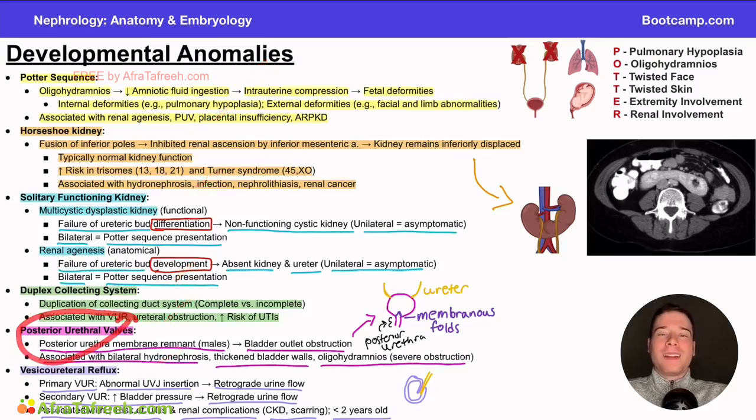This is the most likely thing that is leading to what's potentially a Potter sequence in this patient. They're gasping for air, maybe their lungs are underdeveloped. The question might also talk more about the changes in their extremities, how they look a little bit unusual or twisted, as we talked about. But the question is asking, what's the reason this occurred? It's because of the posterior urethral valves. And the reason this is the best answer is because this is the most common form of obstruction in newborn male infants.